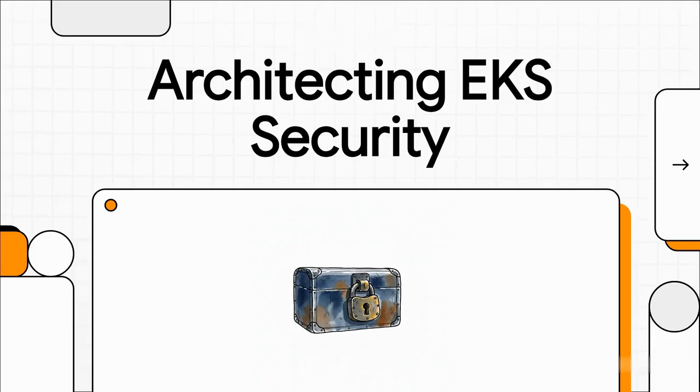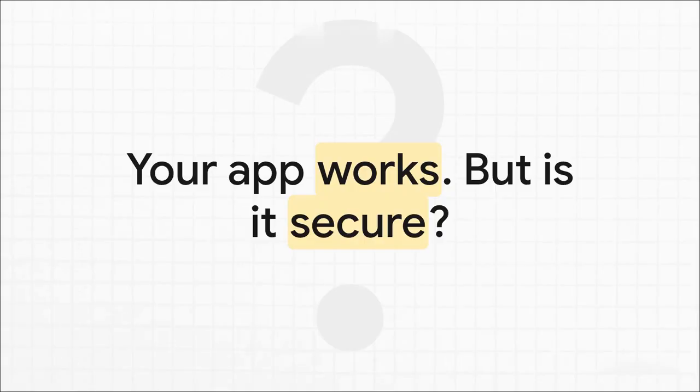All right, so if you're running anything on AWS EKS, you're going to want to stick around. We're going to take a look at how to transform a pretty standard and, let's be honest, probably insecure workload into something that's actually hardened and secure. So picture this. Your app is deployed, your container's up and running, traffic's flowing, everything looks great, right? But, and this is the question that should really keep you up at night, is it actually secure?